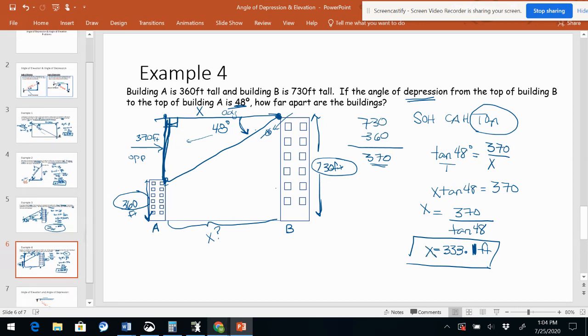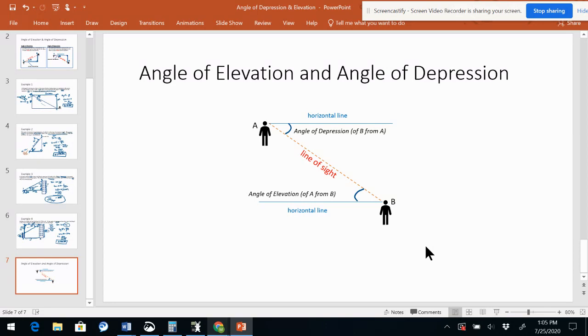So I hope those help. Just remember, the biggest thing to remember is your angle of depression. If you're looking between 2 points, let's say we have A and B, your angle of depression is going to be the angle between the horizontal line and your line of sight. And your angle of elevation, if you're looking up from B to A, you take your horizontal line drawn across from B, and the angle that it makes with your line of sight is your angle of elevation. So I hope this helps. Good luck.